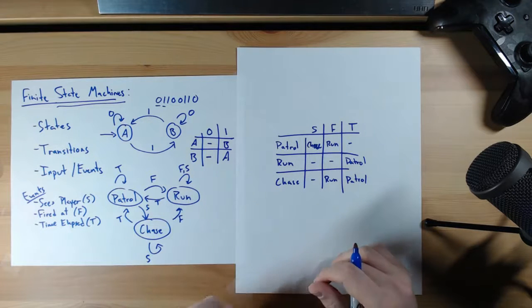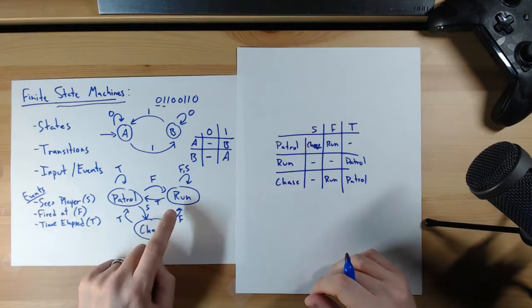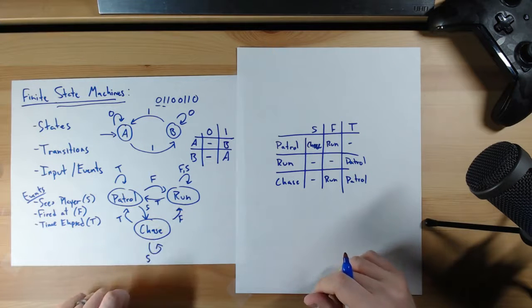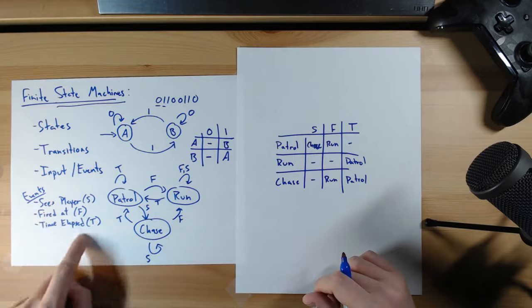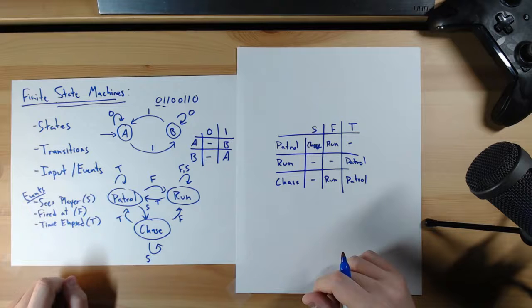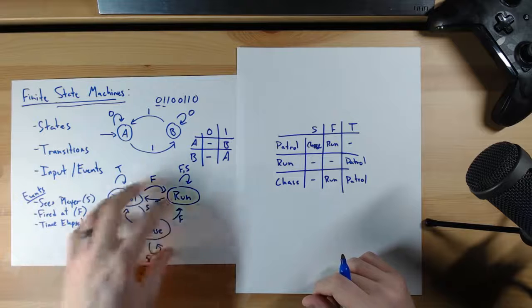So the big takeaways are that with these finite state machines, our AI is in one state at any given time: patrol, run, or chase. It's fed these various events based on the game, whether it sees the player, fired at, time lapsed, and these events can grow and change as our game is being played. And there's these transitions going between the various different states.